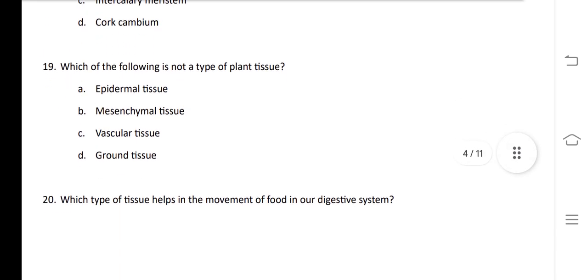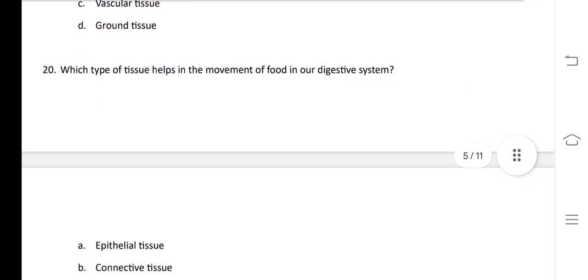And our next question is, which of the following is not a type of plant tissue? Which of the following is not a part of plant tissue? So epidermal tissue, yes. Vascular tissue and ground tissue, all three are there, but not the option B.